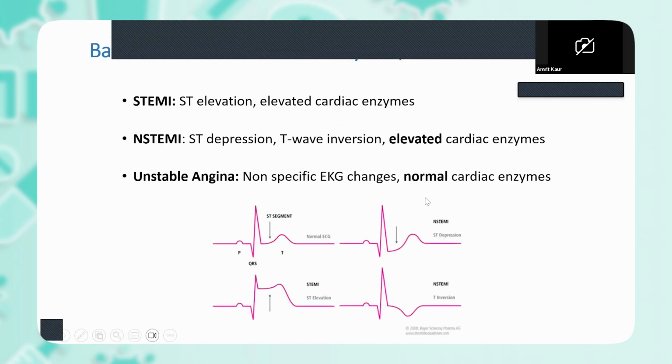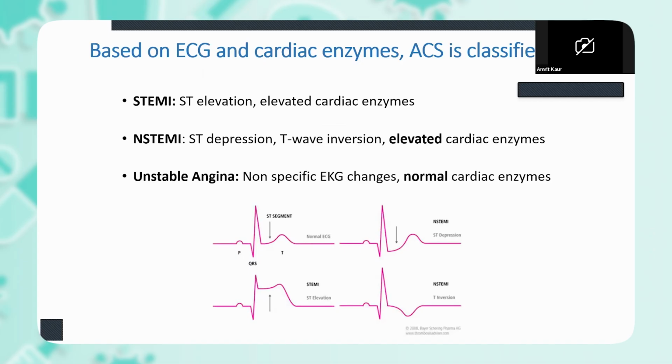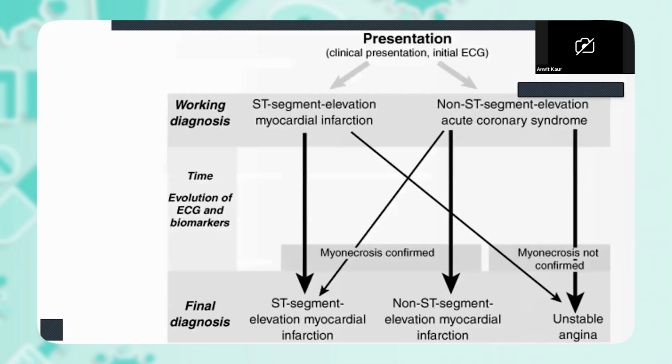Now, this we have already discussed about. ST elevation MI would have an ST elevation on the ECG. You send off troponins, but you don't wait for the markers to come back before acting on the patient. An NSTEMI would have ST depression, T-wave inversion, and elevated enzymes. And unstable angina would have normal cardiac enzymes.